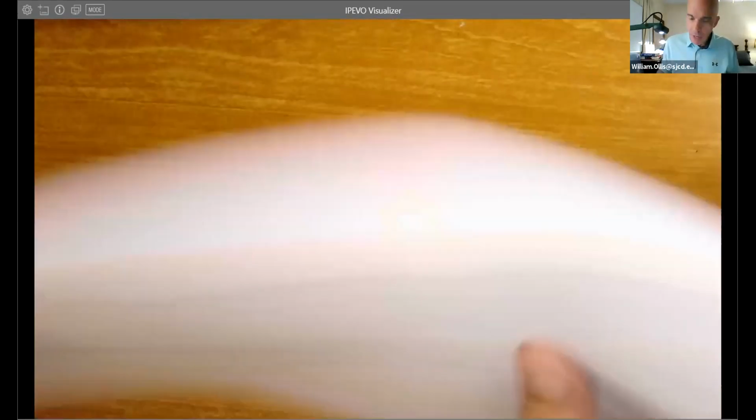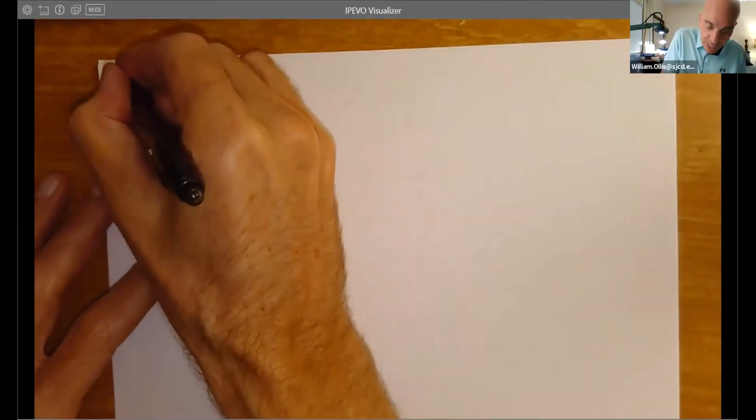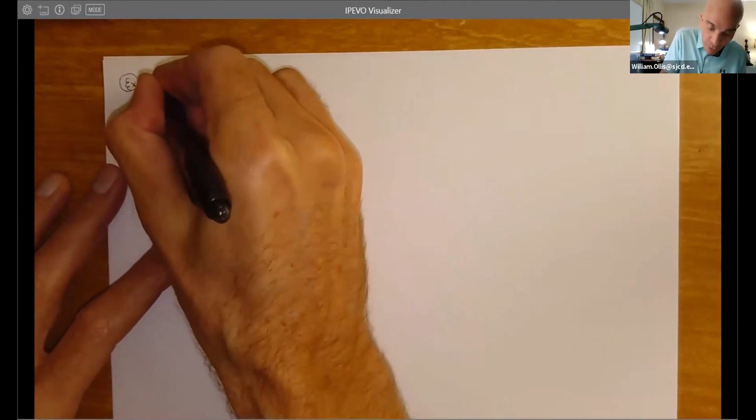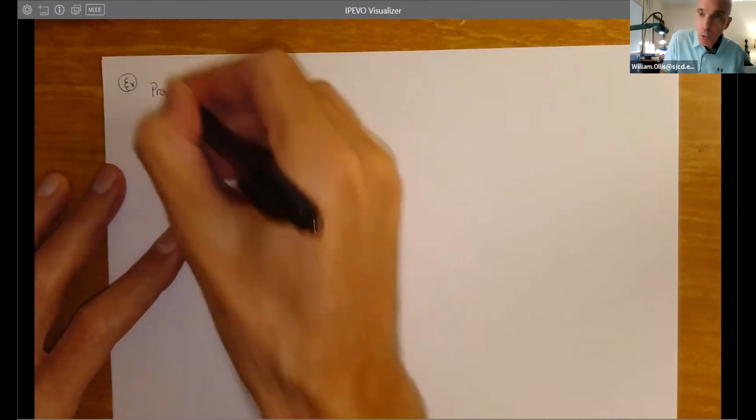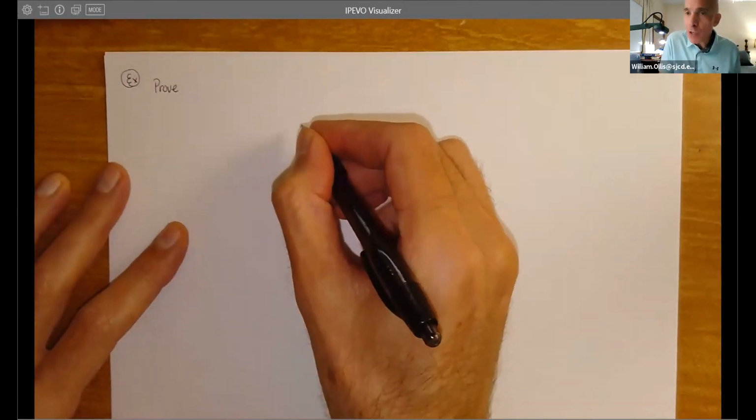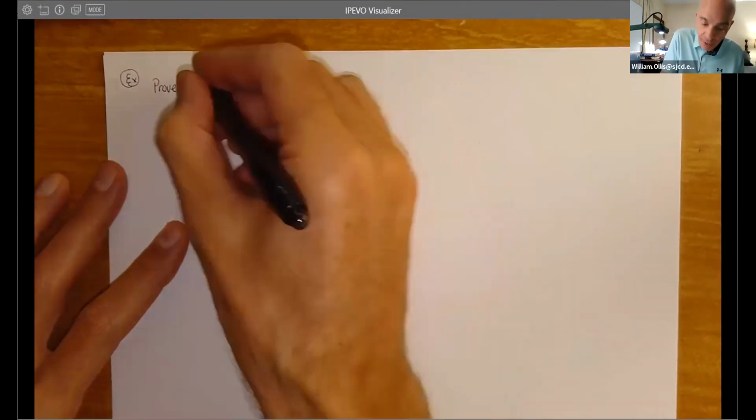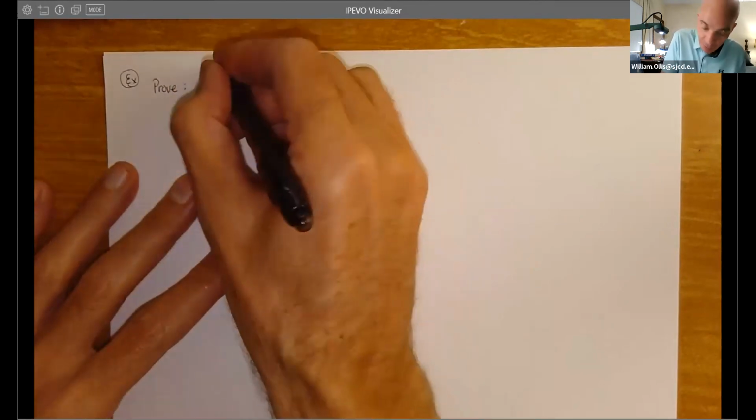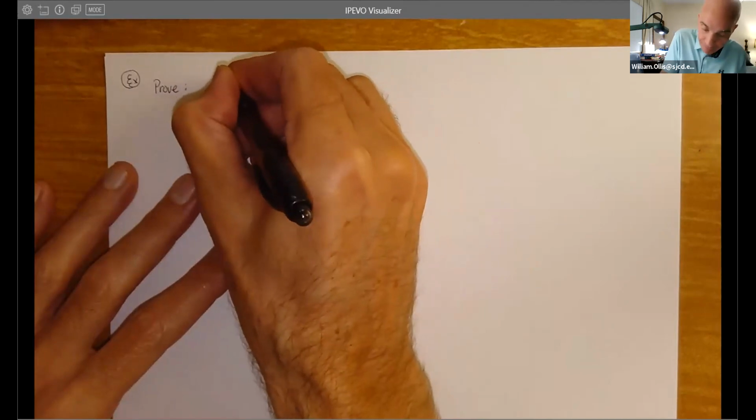So we want to prove the following identity. Here's another example using what we already know. So prove, now remember what's an identity? An equation that is true for all values of the variables for which it is defined. So don't worry about division by zero. We don't care about that. We're not talking about that.